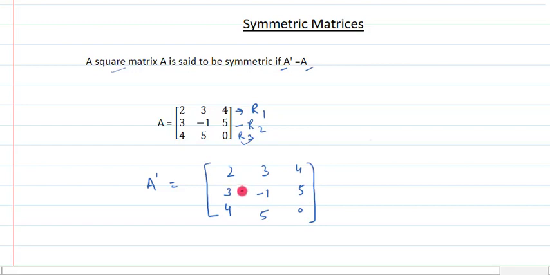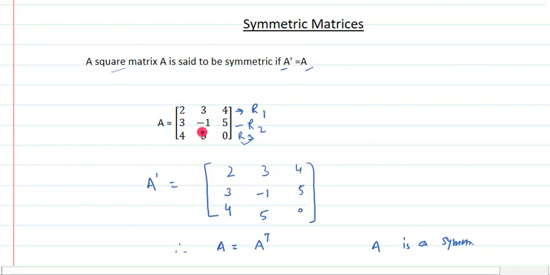Let us compare the two matrices. First row is 2, 3, 4 in both. Second is 3, -1, 5, and third is 4, 5, 0. So therefore we are getting A is equal to A transpose. It means A is a symmetric matrix.